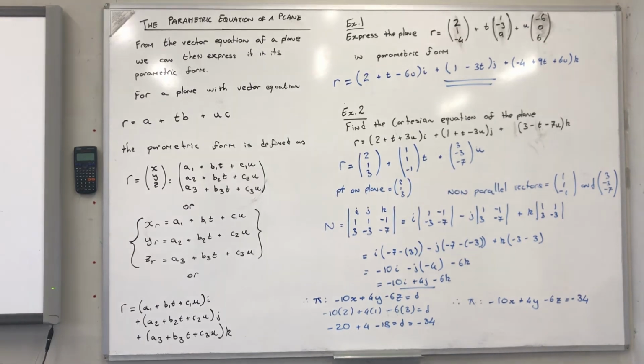So there, what I then just did was, using the point that I read off the plane, 2, 1, 3, I've substituted that into the Cartesian form to calculate d, and so I ended up with d equals negative 34. So the equation of the plane is negative 10x plus 4y minus 6z equals negative 34. And that is the parametric equation of a plane being converted into the Cartesian equation of a plane.